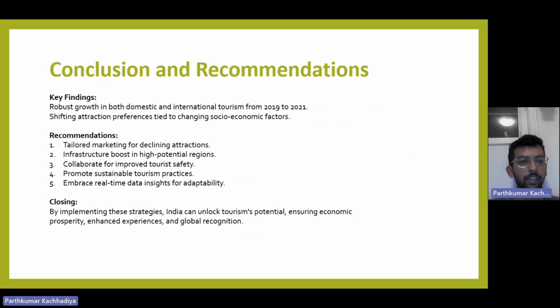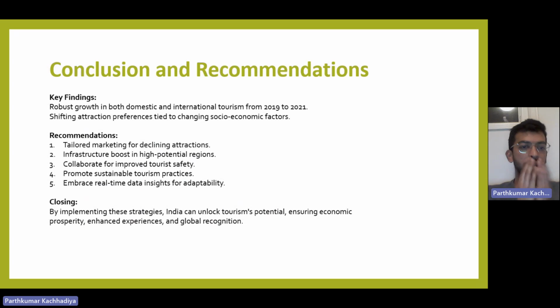My key finding is that there is growth not only in domestic tourism but also in international tourism. Most foreigners would also like to come to India and look into different cultures, which I like about that. But there are still pros and cons.